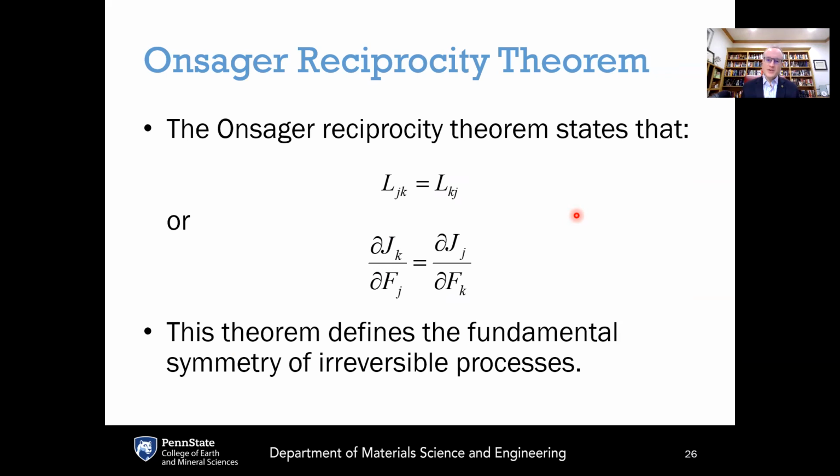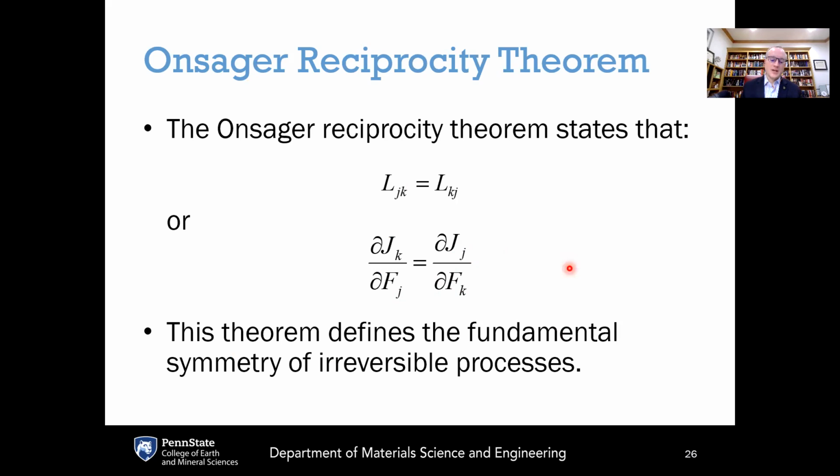The Onsager reciprocity theorem states that for the kinetic coefficient Ljk, this is equal to the same kinetic coefficient, but switching the indices, Lkj. Or in other words, writing out these kinetic coefficients in terms of the partial derivatives, the partial of the flux of K with respect to the affinity of J would be equal to the same thing where you've just switched the J and K coordinates. And this theorem defines the fundamental symmetry of irreversible processes.